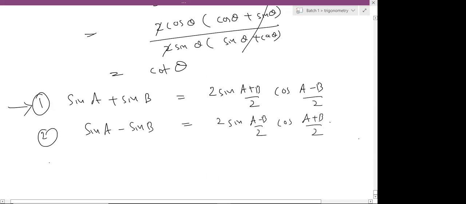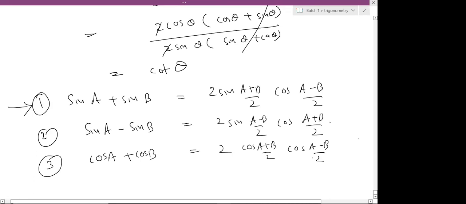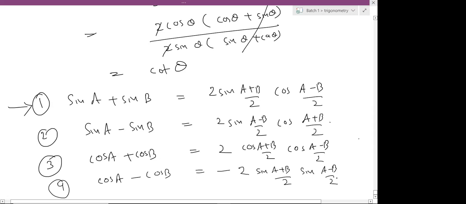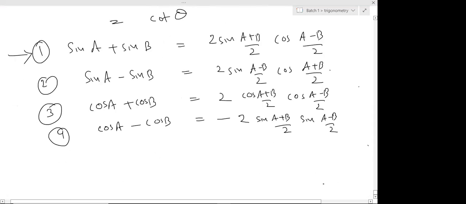You don't need to know the derivations, just remember the formulas. So cos A plus cos B is equals to 2 cos A plus B by 2 and cos A minus B by 2. Fourth one, cos A minus cos B is equals to minus 2 sin A plus B by 2 sin A minus B by 2. Alright, don't forget this minus here. All right, write it down.